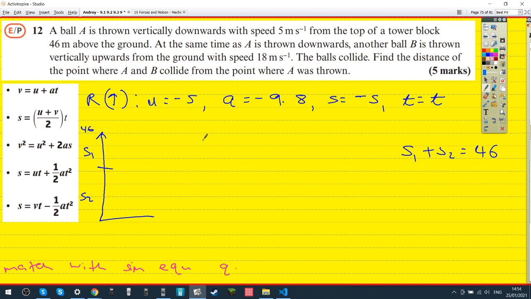We now do S is equal to UT plus half AT squared. T squared, yep. And we're now going to say minus S1 is equal to minus 5t plus a half times minus 9.8 times t squared. Oh no, yeah, times t squared. So let's do that. Should we do something like, and then say S1 is then equal to minus of that, and then sub it into S1 plus S2 equals 46?